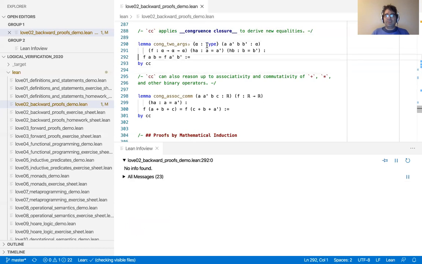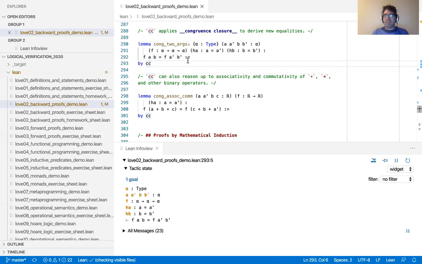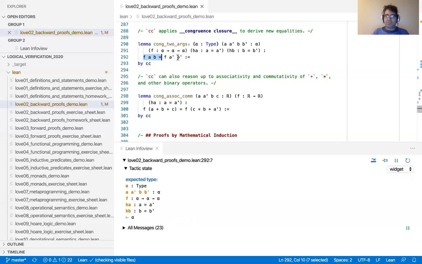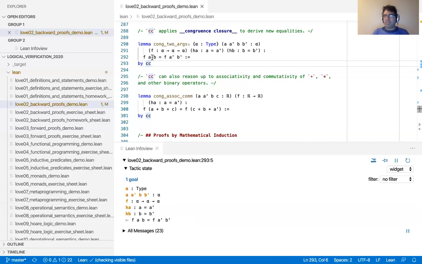So here you have these two equations in the context, you have this goal, and cc can just see that these must be equal. The congruence closure puts a and a' in the same equivalence class, b and b' in the same equivalence class, and then because there's a closure, the terms built on those also end up in the same equivalence class, the left and right hand side, and that means they're equal.